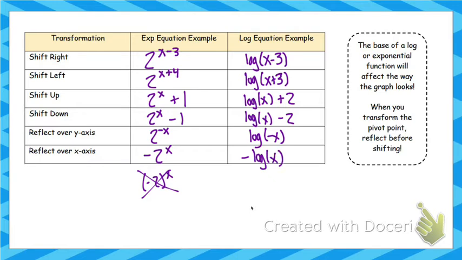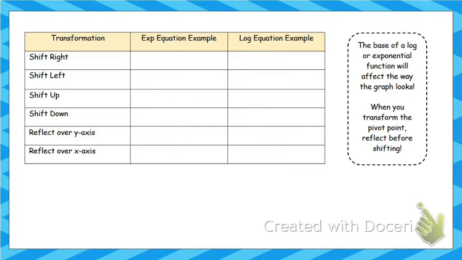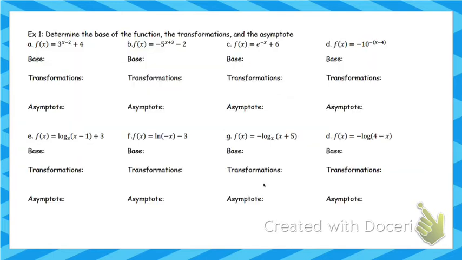All right, so all we're going to do to start is just identify what's the base, what are the transformations, and let's find the asymptote, because these are the things that we can't get from looking at a calculator. You'll notice if you do graph this on a calculator, you're not going to see the asymptote. So we need to make sure we can identify the asymptote.